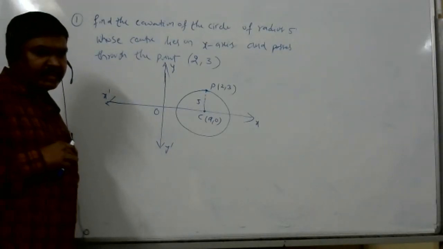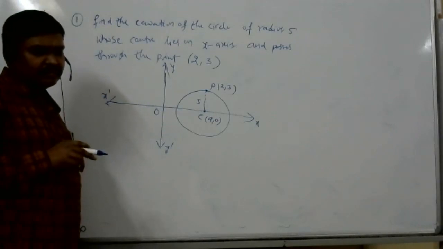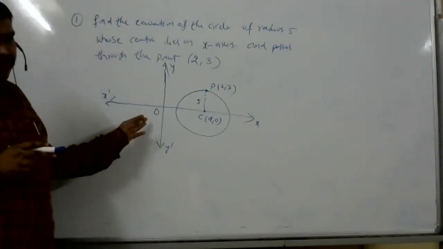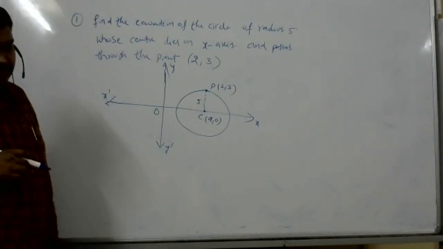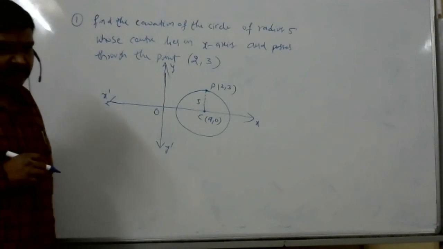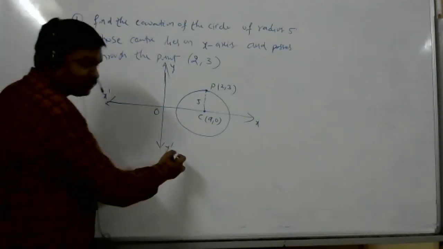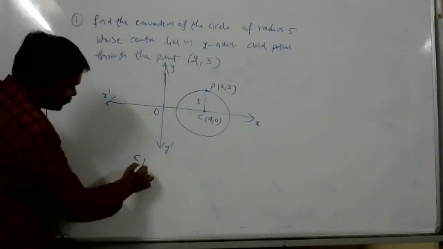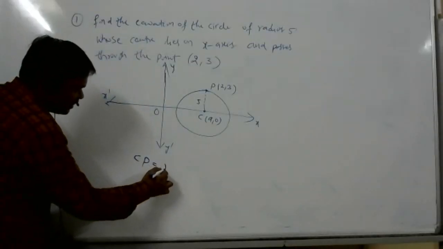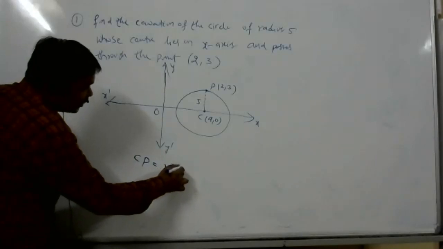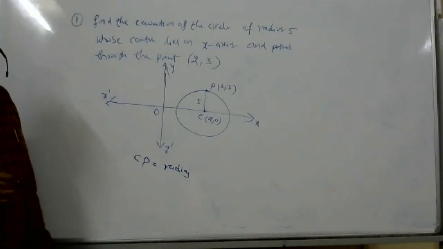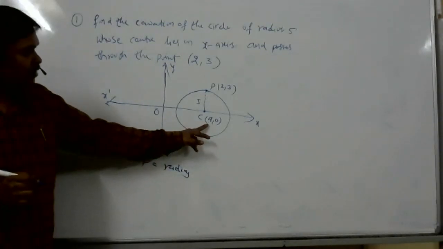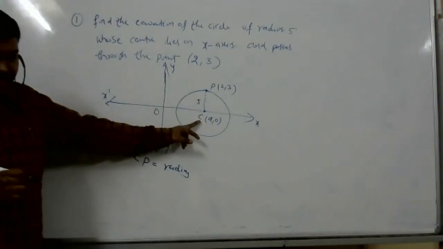CP is equal to radius. Radius is given, CP is equal to 5. Find the distance. Could you please explain this one? CP is equal to radius, correct? Center C lies on the x-axis, so the point is (a, 0).